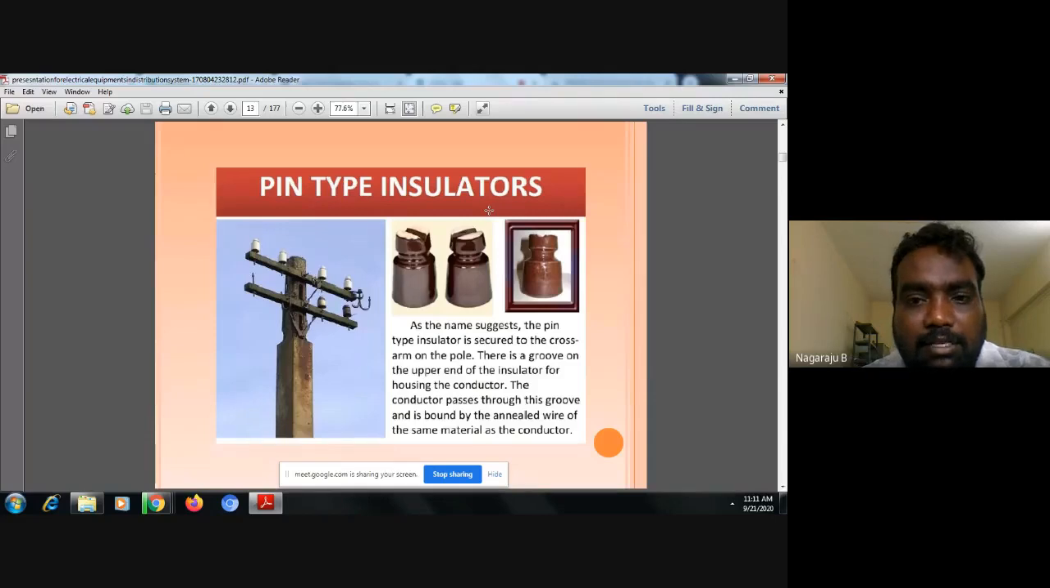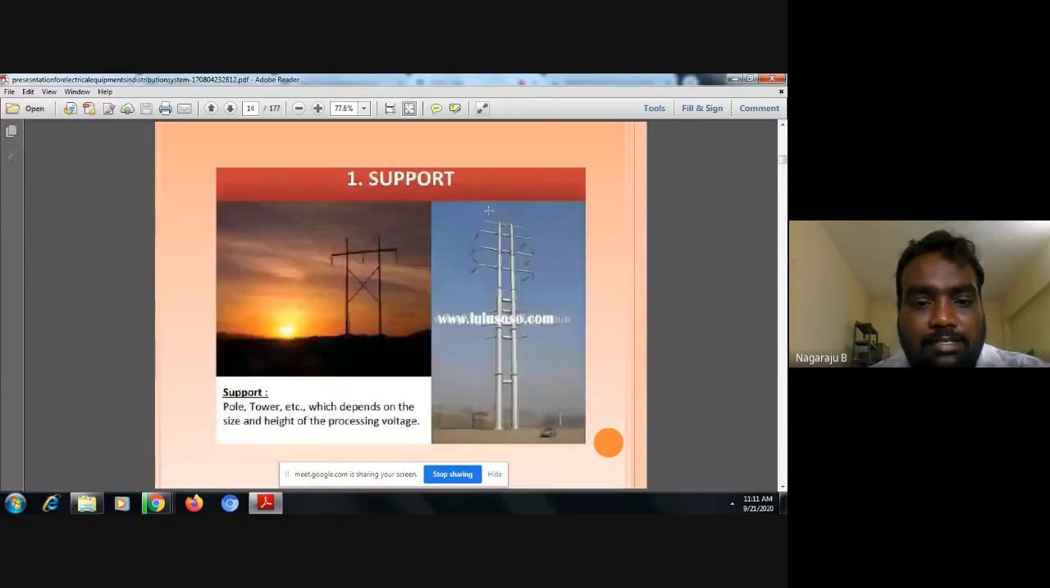Okay, this is about the insulator. Insulators are different, protecting devices are different. Before going to the protecting devices, I am moving to the insulators. Why? Because it should also give continuous power supply, and give the support.